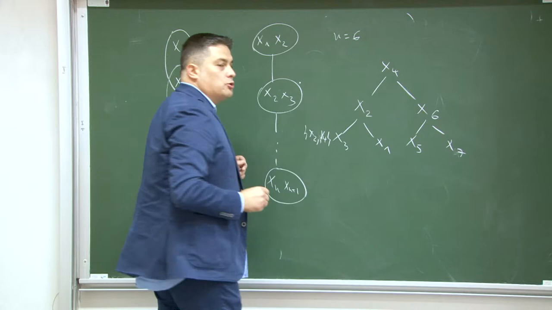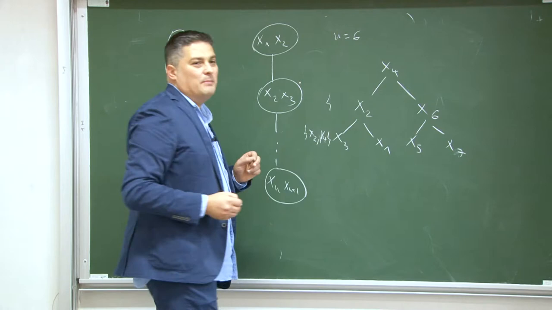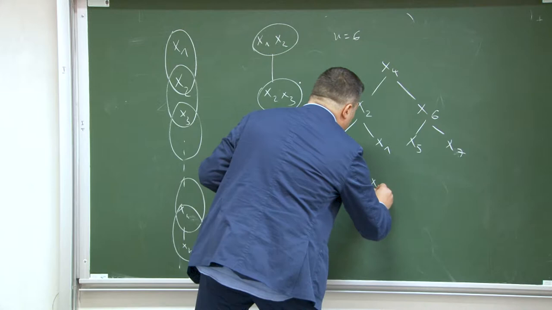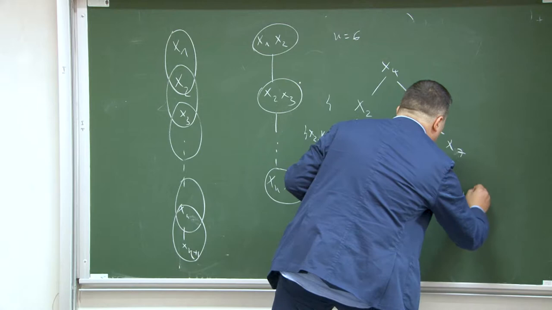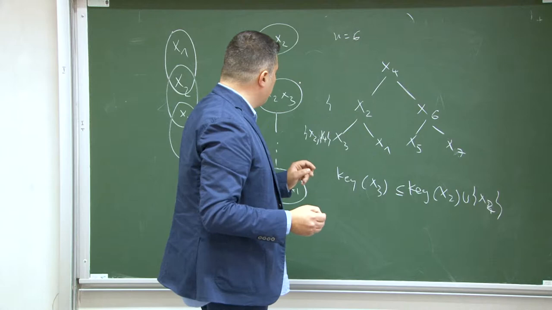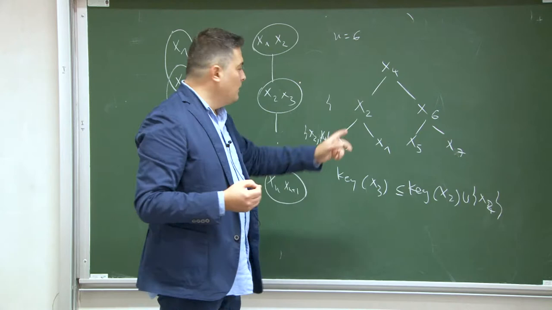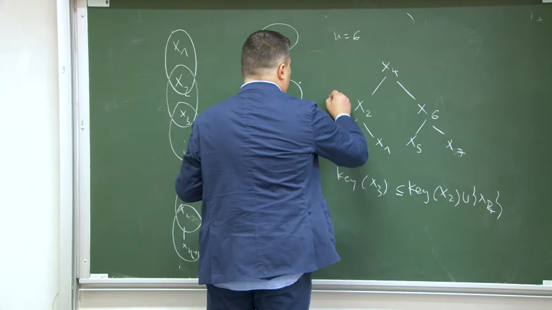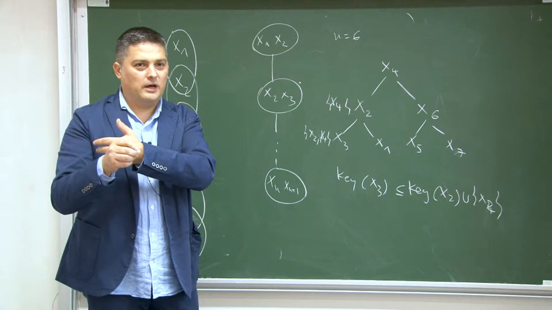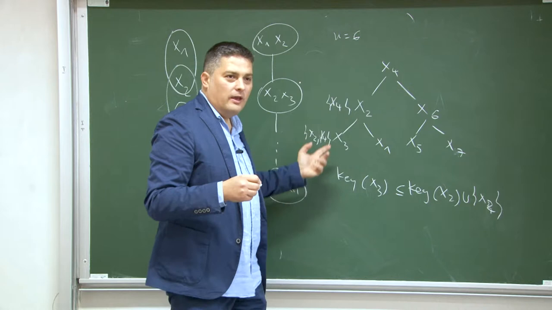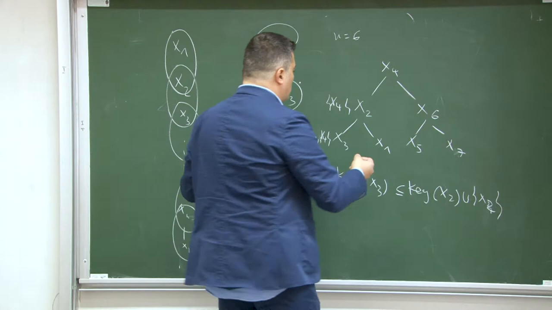So what about this guy, X2? X2 doesn't really depend on X4, but we have the property that the key of X3 must be included in the key of X2 union X2. So what is the key of X3? So in a sense, X2 is forced in its key to have X4. This is exactly similar to the connectivity property we had before for hypergraph decompositions, that if you have X4 here and X4 here, you have to have X4 in between, right? Okay? So I only did it on this side.